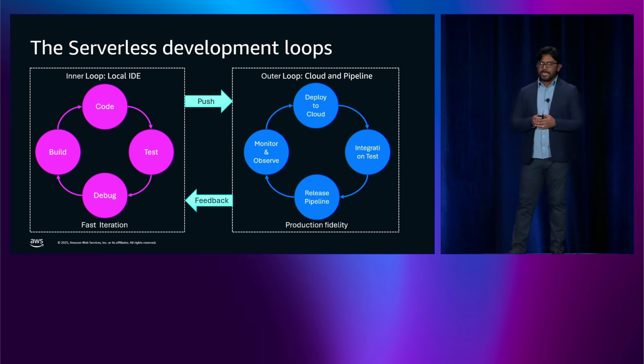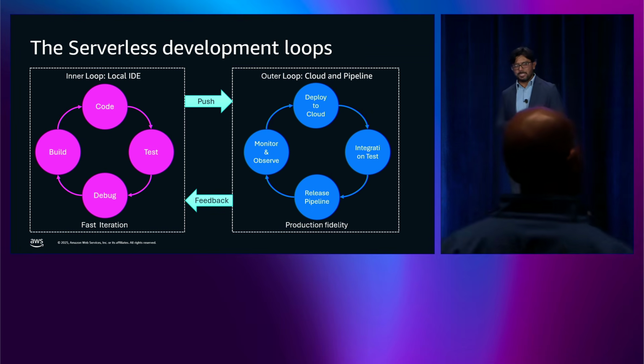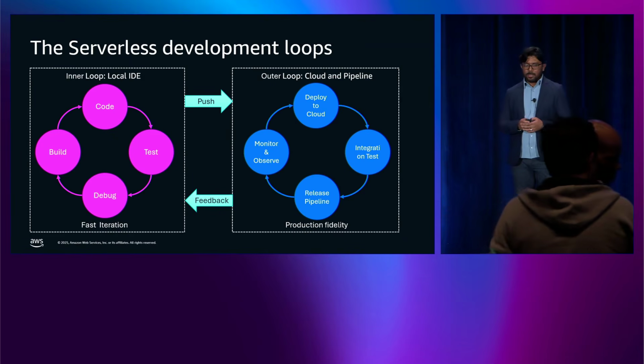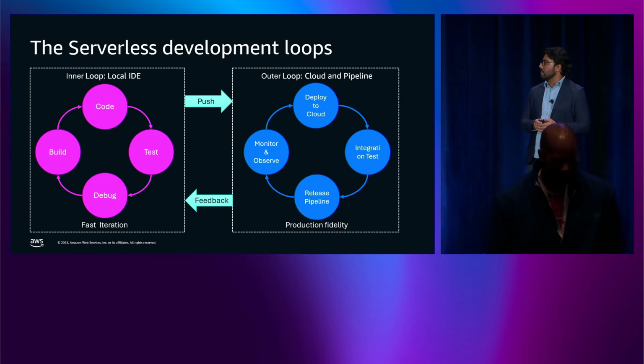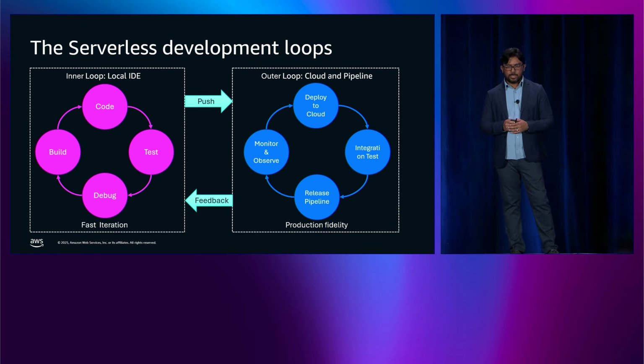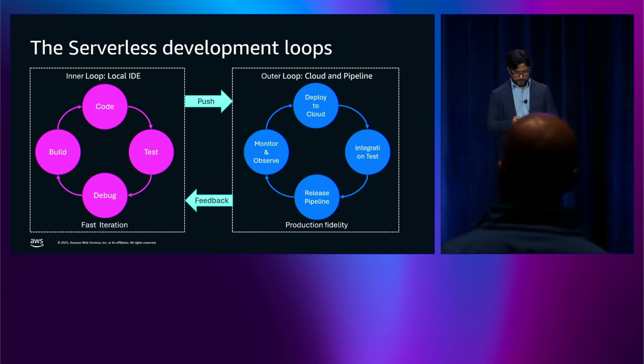And the outer loop begins when you push code from your device to a production, staging, or integration testing environment. It includes CI/CD pipelines, staging, deployments, testing, and observability. The cycles are less frequent, but the stakes are much higher. The outer loop involves team collaboration and coordination. And this is where "works on my machine" meets reality.